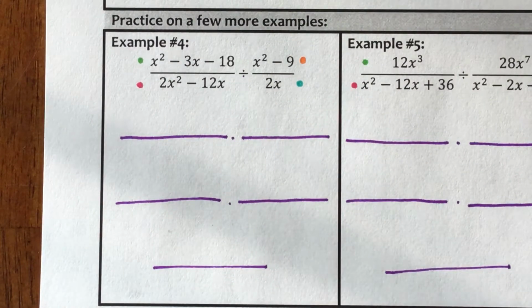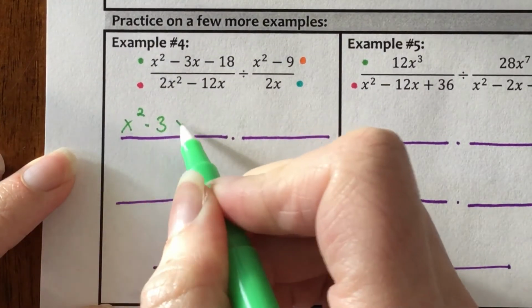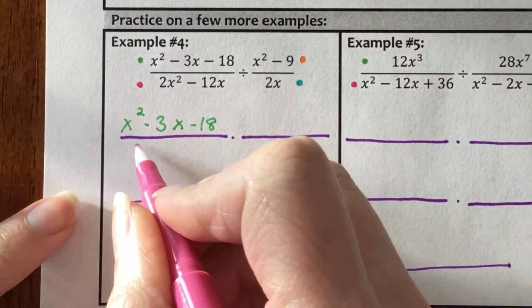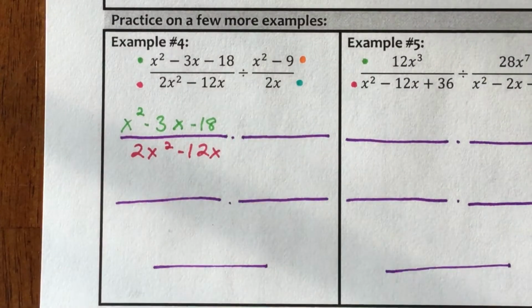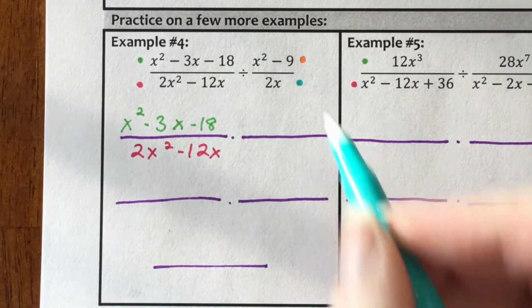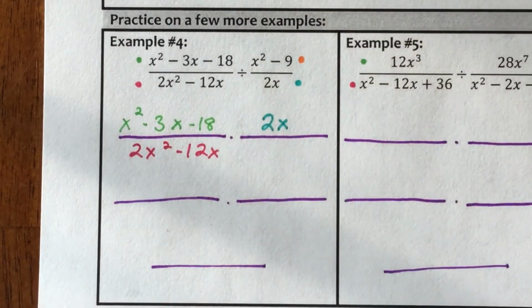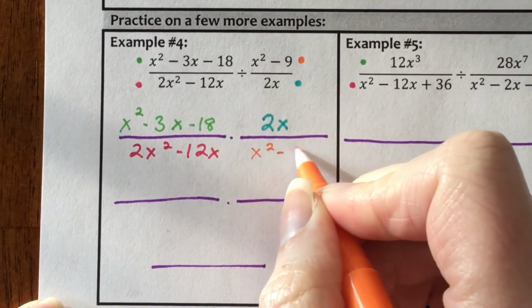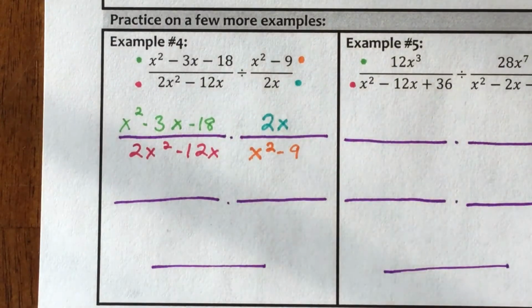So we rewrite the first fraction. It is x squared minus 3x minus 18 over 2x squared minus 12x. Our second fraction, the bottom moves up to the top, so 2x here, and the top moves down to the bottom, x squared minus 9. Okay, then we factor top and bottom.